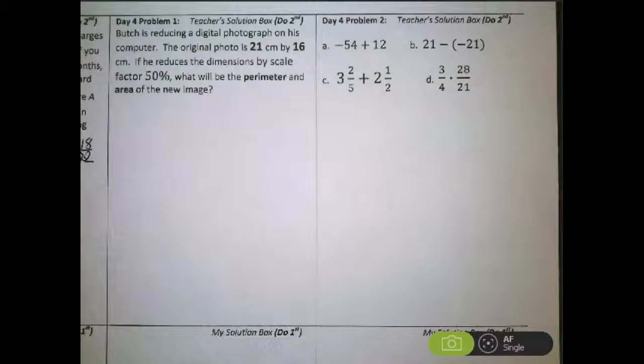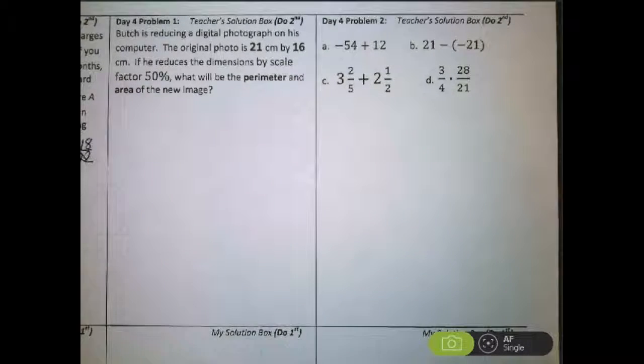Here's a solution for day 4, problem 1. Butch is reducing a digital photograph on his computer. The original photo is 21 centimeters by 16 centimeters. If he reduces the dimensions by scale factor 50%, what would be the perimeter and area of the new image?